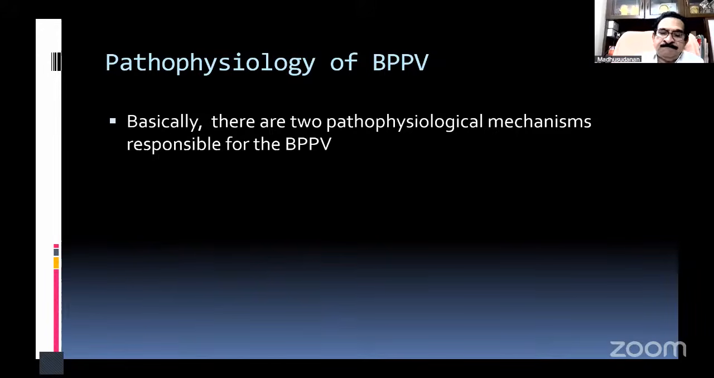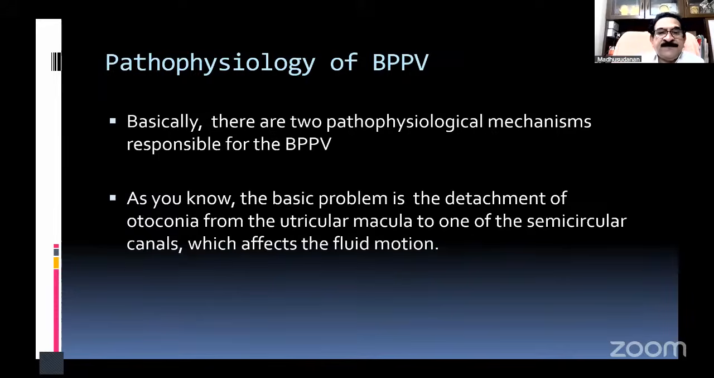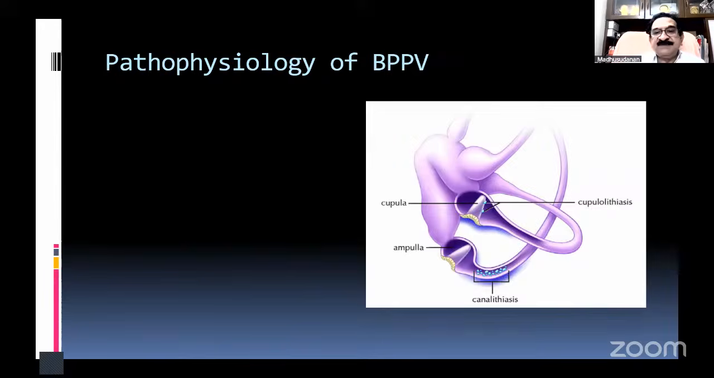Now, basically, you all know this, just for completeness' sake, the two pathophysiological mechanisms responsible for BPPV. The basic problem is what? The detachment of the otoconia from the utricular macula, which fall into one of the semicircular canals. Because the otoconia should be only in the macula of the utricle and saccule, not in the canals. But here they get dislodged and get into the canal. That is why the problem starts. And once in the canal, there are two things that can happen. The dislodged otoconia can lie freely floating in the canal fluid, or sometimes get attached to the cupula.